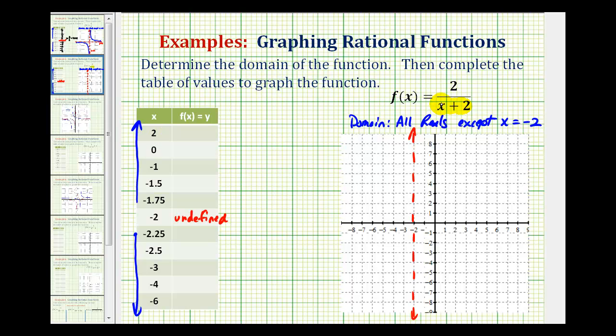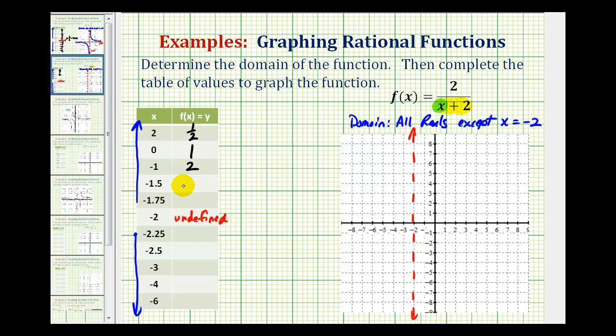So we'll start with x equals 2. Notice if x is equal to 2 here, we would have 2 divided by 4, which is equal to 1/2. So here y is equal to 1/2. If x is equal to 0, notice how we would have just 2 divided by 2, which is equal to 1. If x is equal to negative 1, we would have 2 divided by positive 1, or just 2.